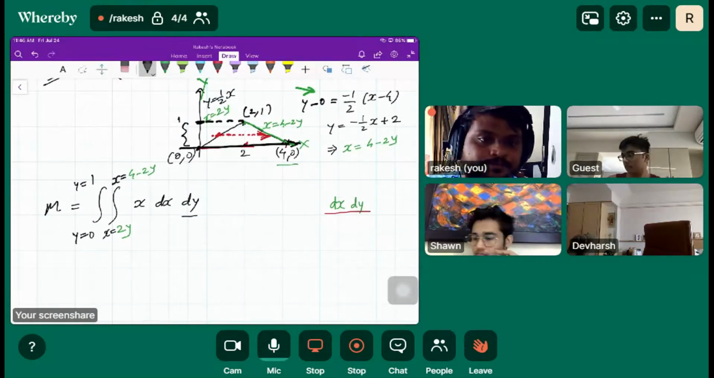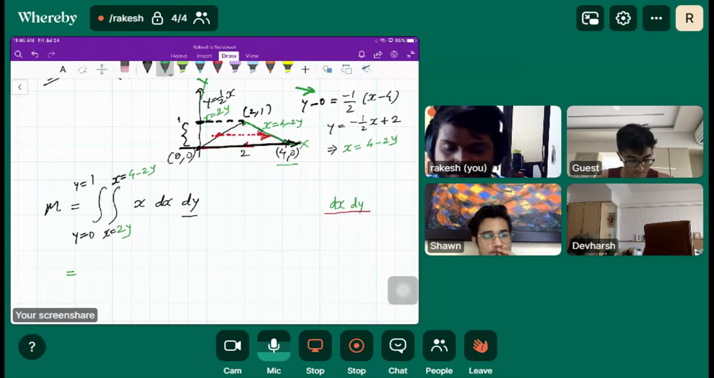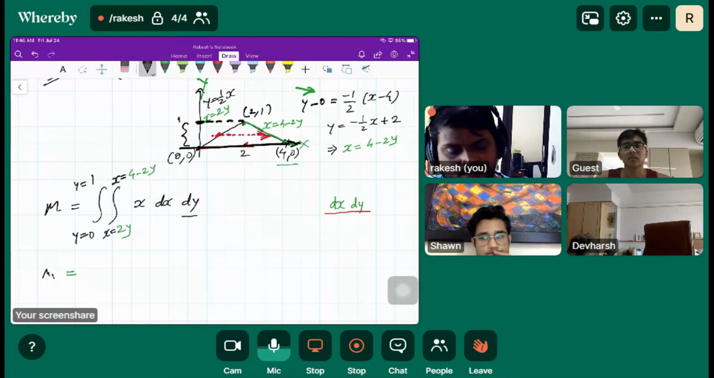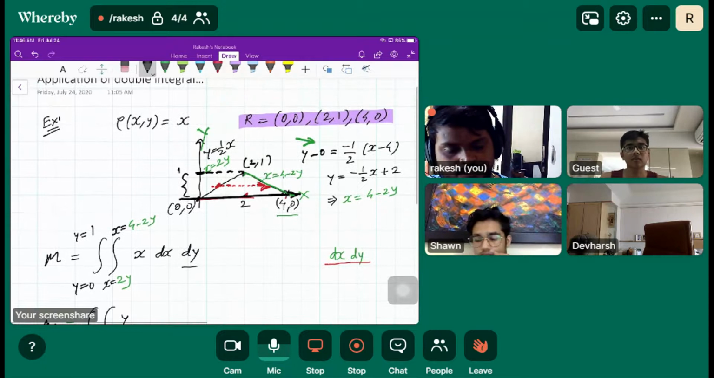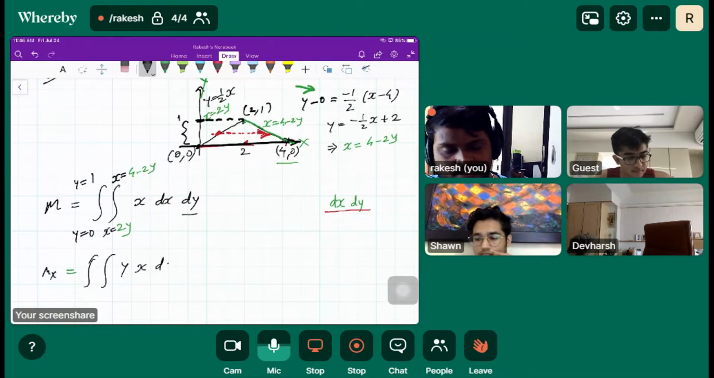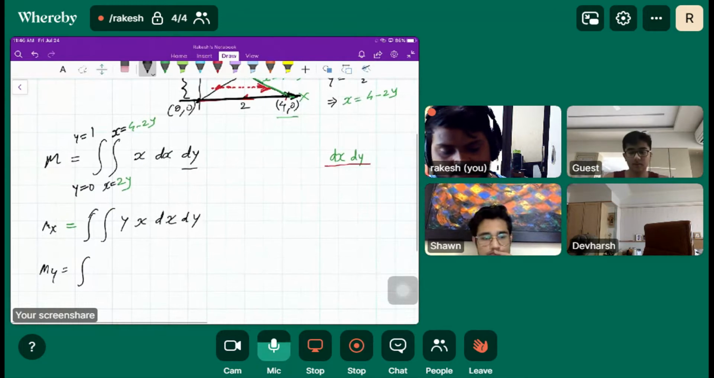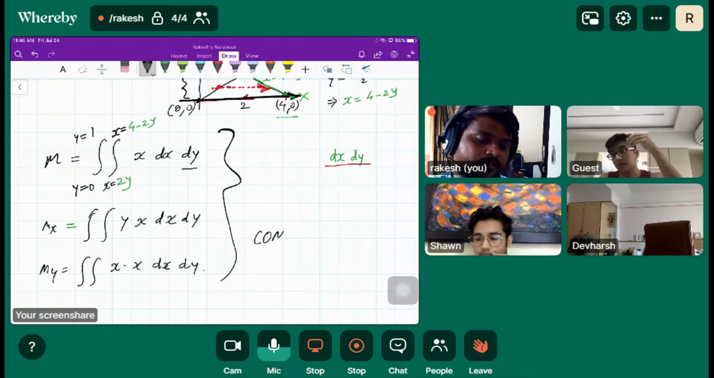Perfect. Okay, so we just simplify this to find the equation. That's all. You can take this for m. Now for mx, we'll again set up the same integral. The function is y, so y x dx dy, and for my, x squared, x dx dy. Once you find this, the center of mass can easily be found.